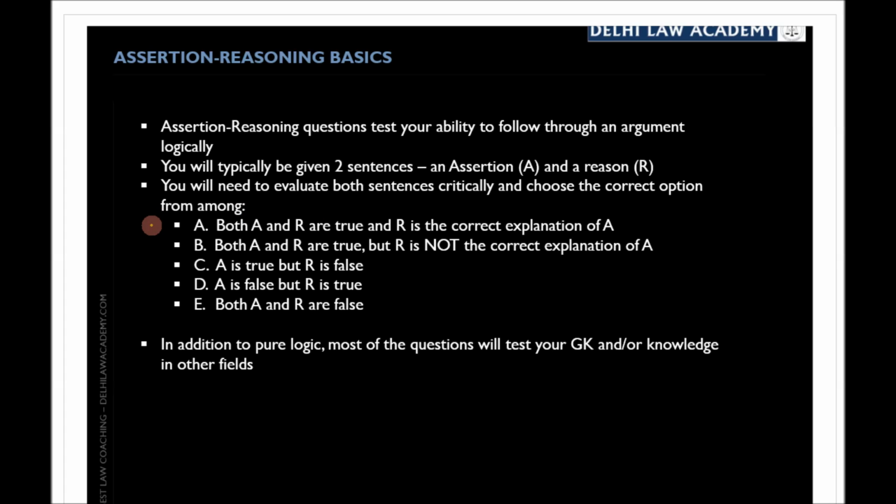These choices are fairly standard, so it's your job to figure out if the answer is A: both A and R are true and R is the correct explanation of A; B: both A and R are true but R is not the correct explanation of A; C: A true, R false; D: A false, R true; E: both are false. So this covers the entire gamut of choices that you could come up with, and it's your job to figure out where the truth lies among these five. And like I said on the previous slide, assertion reasoning questions could test not only your knowledge of logic but also GK, current affairs, politics, sports, could be anything.